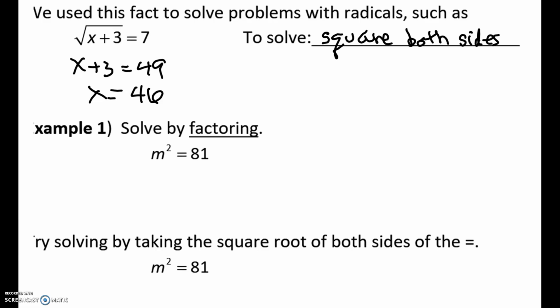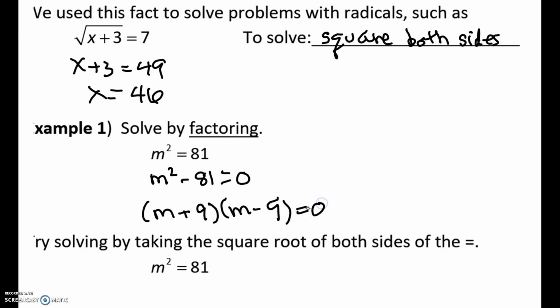We're going to go backwards a little bit. I want you to start off by solving by factoring m squared equals 81. My first step is to subtract the 81 and set that equal to 0. That's a difference of perfect squares, so I get (m + 9)(m - 9) equals 0. When we set both of those equal to 0, we get that m is plus or minus 9.